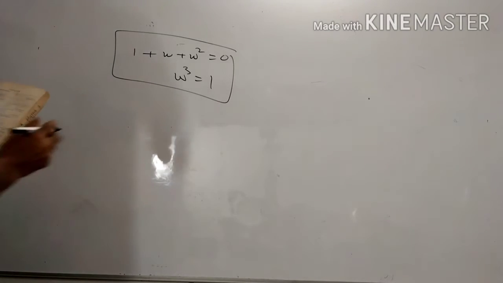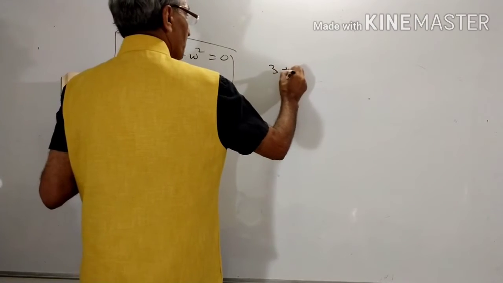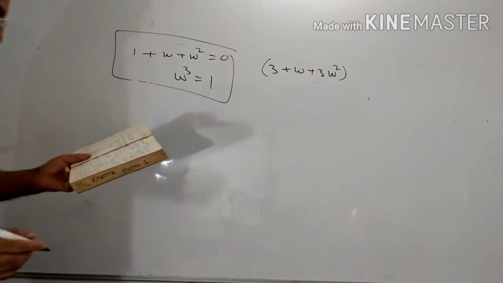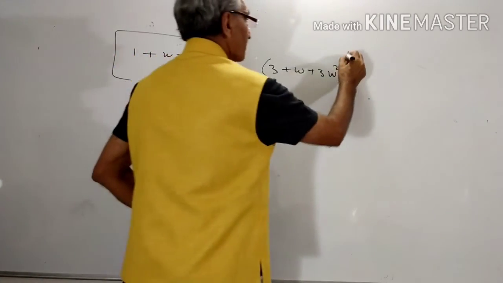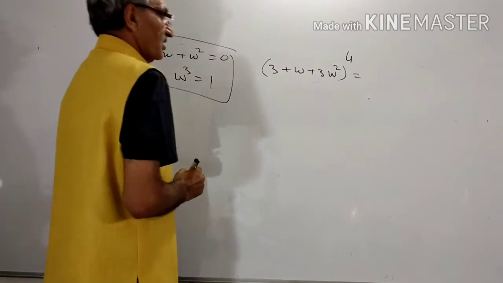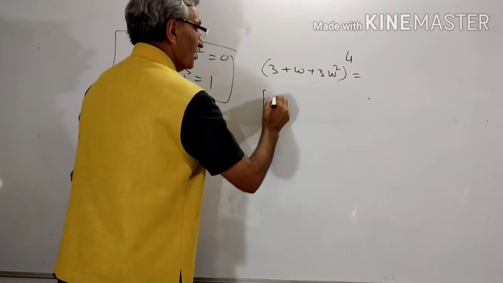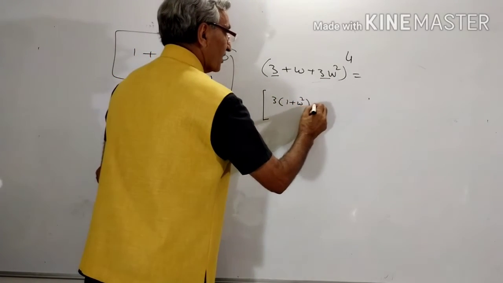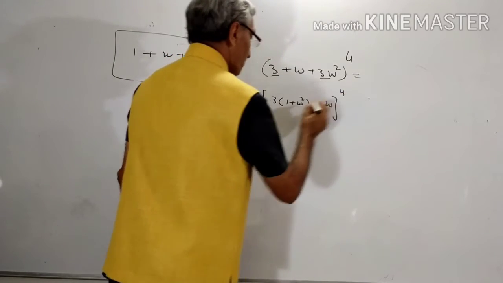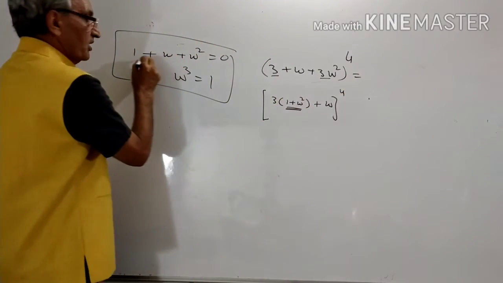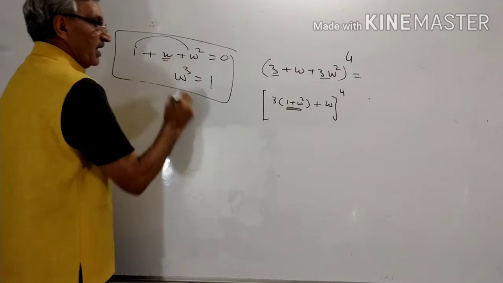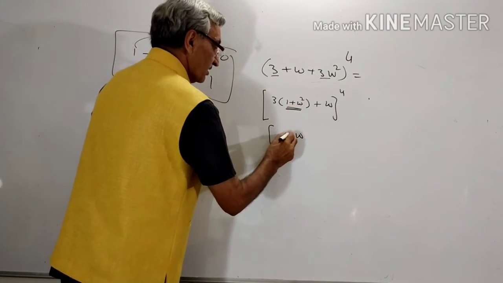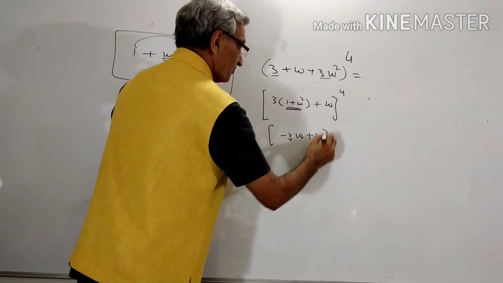What is (3 plus omega plus 3 omega square) raised to the power 4 equal to? Well, friend, I take out 3 common: 3 times (1 plus omega square plus omega) raised to the power 4. 1 plus omega square is equal to minus omega. It is equal to (3 minus omega minus 3 omega square... ) raised to the power 4, which is minus 2 omega.